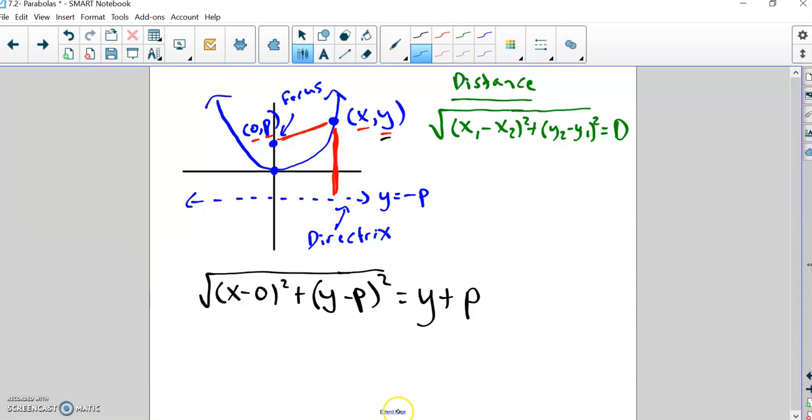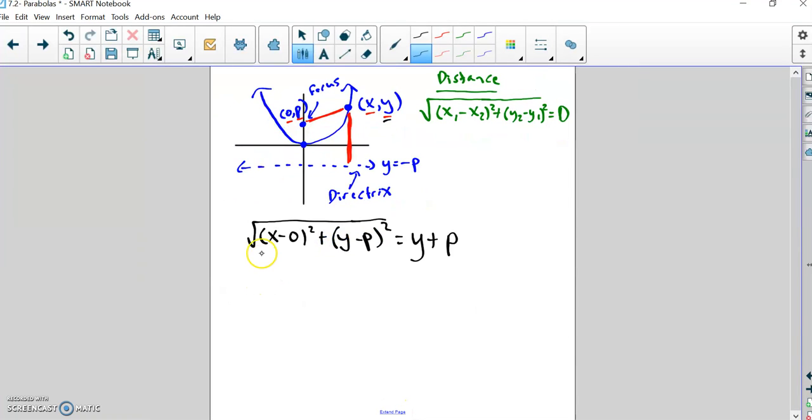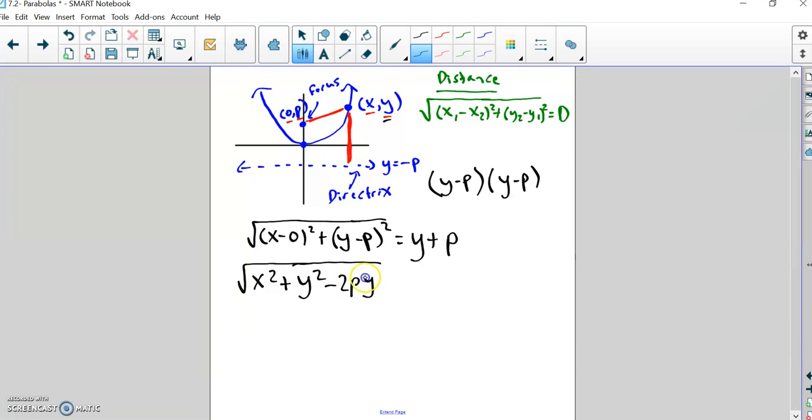Okay? So I'm going to do some simplifying here. Try and stick with me. Okay, we've got the square root. Now keep in mind, if I do x minus 0 squared, that is just x squared. And then on the other side, if I expand out (y minus p) squared, here's what it looks like: (y minus p) times (y minus p). And if I do that, it looks like y squared minus 2py plus p squared. Okay.